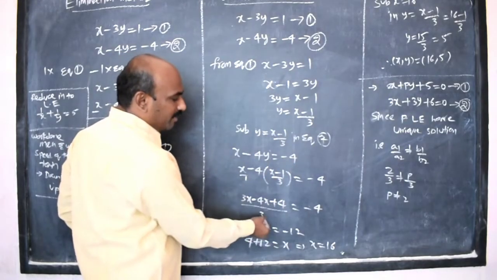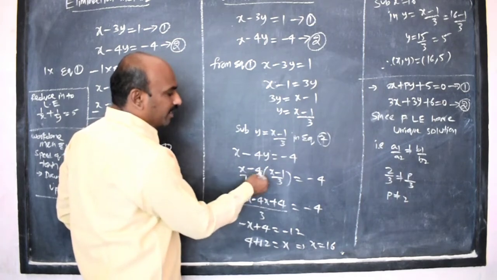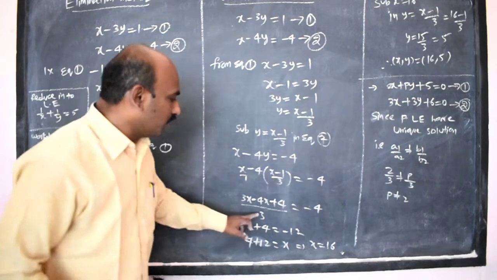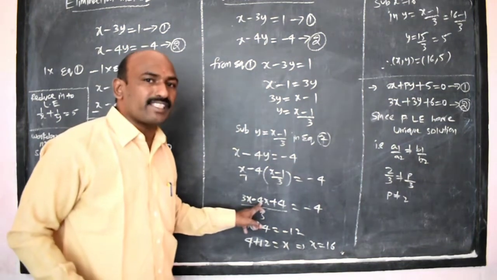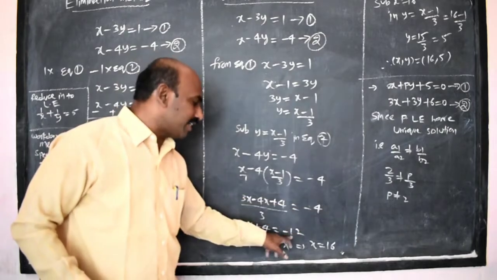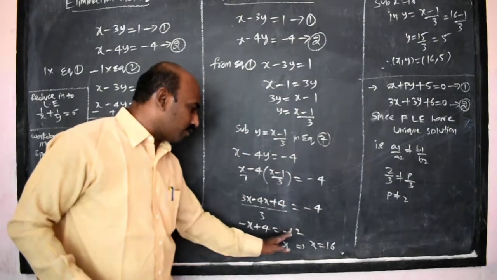Now the LCM of 1 and 3 is 3. 3 into x is 3x, minus 4 into (x minus 1) is minus 4x, minus into minus plus 4. That equal to minus 4. Cross multiply: 3x minus 4x is nothing but minus x plus 4. This 3 going to the right side you will get minus 12. Minus x plus 4 equal to minus 12.